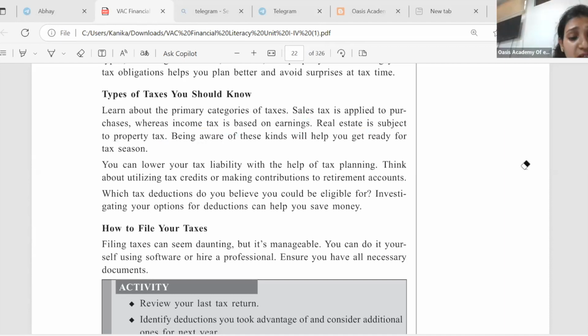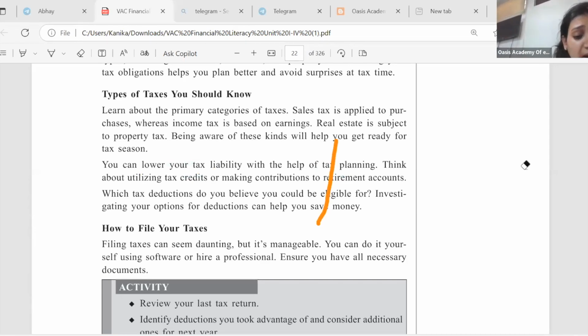Then you have to lower your tax liability with the help of tax planning. It means that if you have a better understanding of financial planning, you know where you can put your investment money and accordingly save your tax. You have to have good tax planning so that you can pay less tax to the government. Taxes also play a very important role.